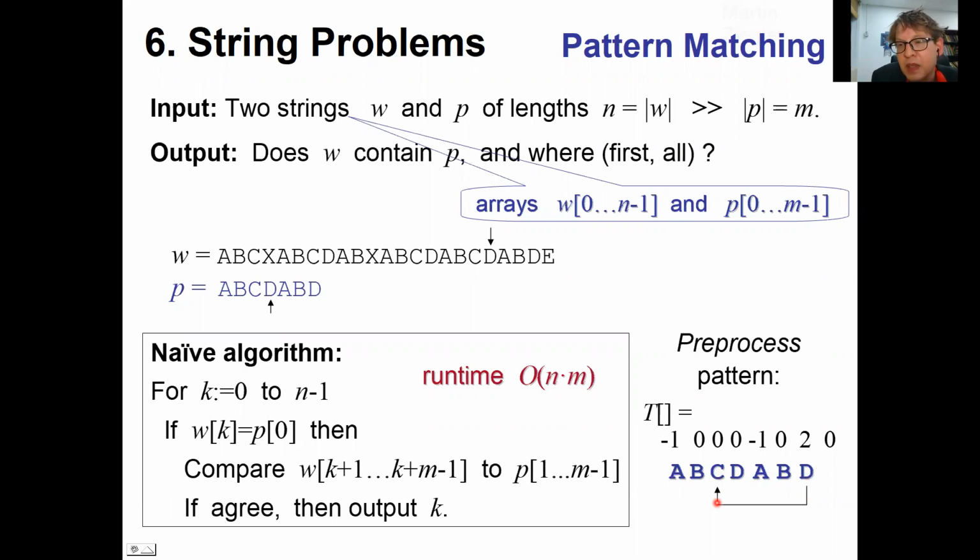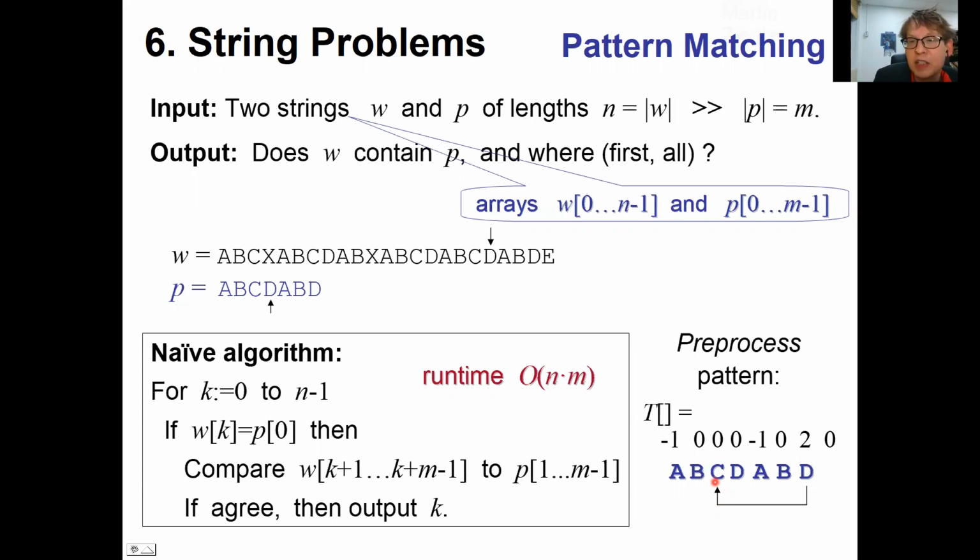Now this is the meaning of entries in this preprocessing array. 0 means start over from scratch in the pattern. 1 means start over from the first position in the pattern. 2 means start over from this position in the pattern, and so on. Never decrease the index in the search string.